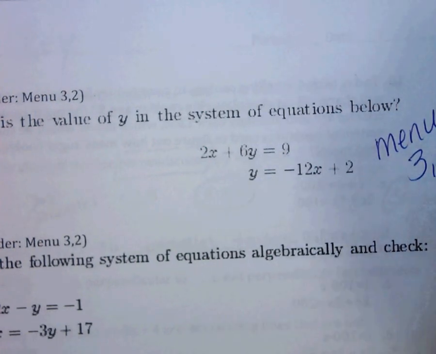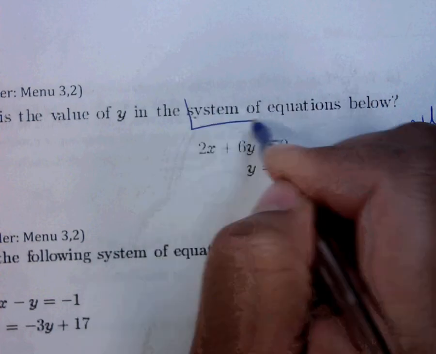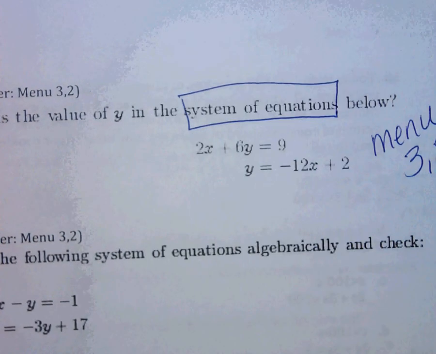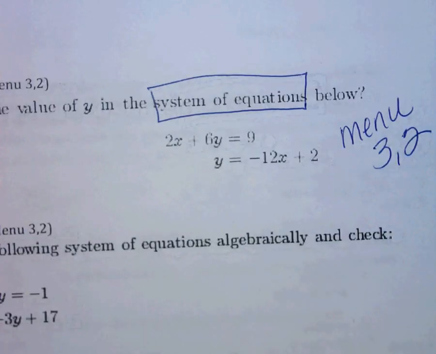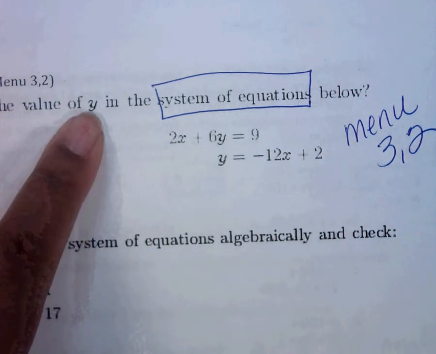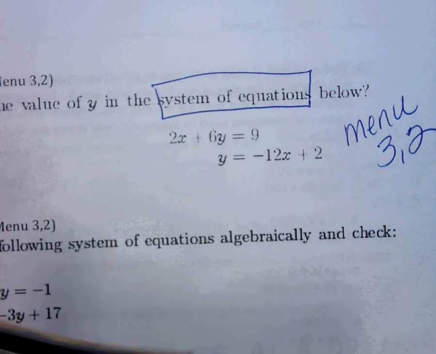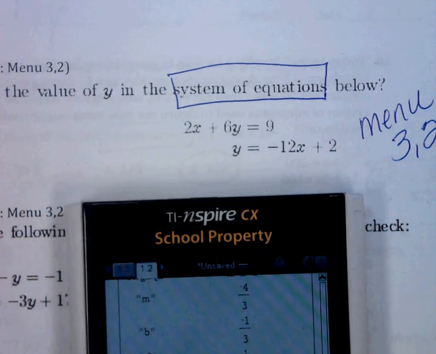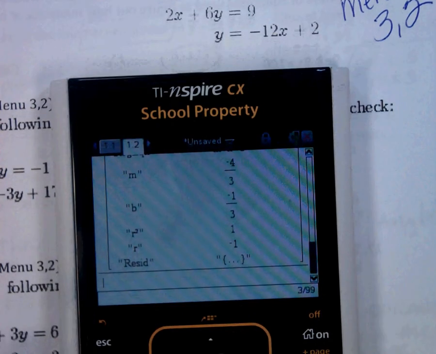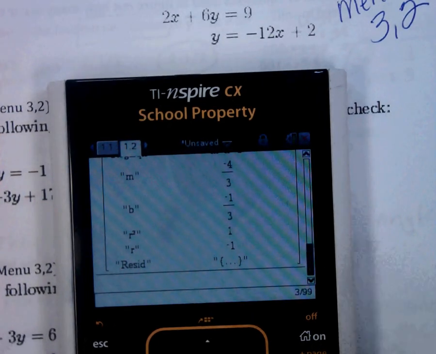It says system. That means you need the solution. And I know it didn't ask for the solution. It asked for the y. But it's talking about the y value inside of the solution. So we're going to type it in just the way we see it. And then we will solve these by hand next week.